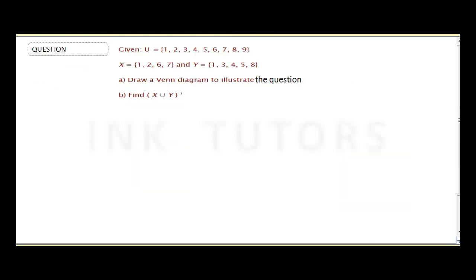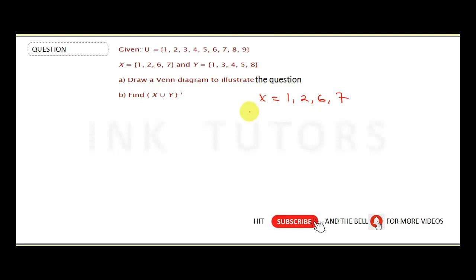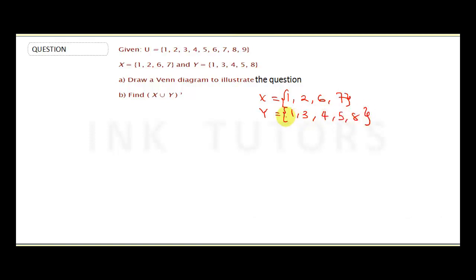Okay, so the question says, I'm giving you 1, 2, 3, 4, 5, 6, 7, 8, 9. X is equal to 1, 2, 6, and 7. And Y is 1, 3, 4, 5, and 8. Draw a Venn diagram to illustrate the question. Now, to draw a Venn diagram, we need to get some properties of this set. So the first thing we're going to do is our X is 1, 2, 6, and 7, and our Y is 1, 3, 4, 5, and 8. Always put them in parentheses. Now I'm going to get our X intersection Y. 1 is common to both. I don't think there's any other number. So X intersection Y is 1.